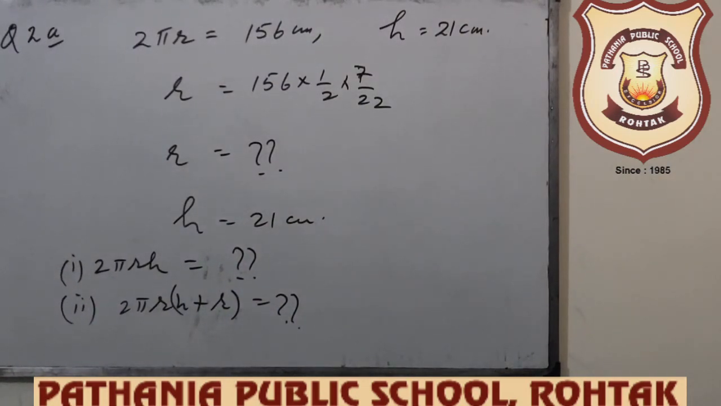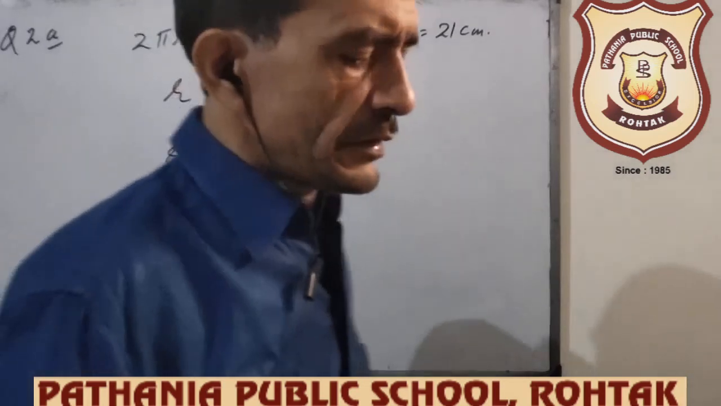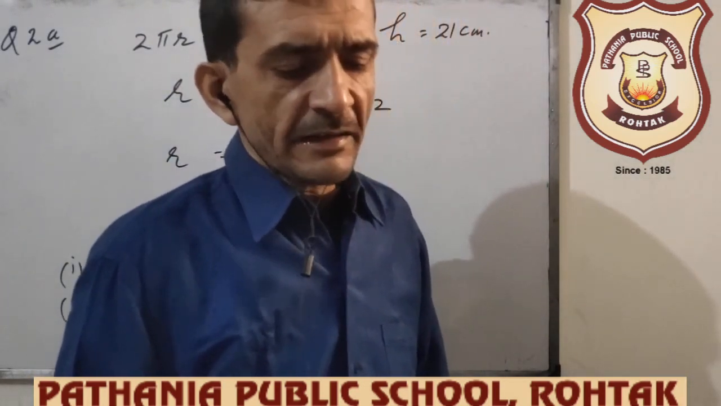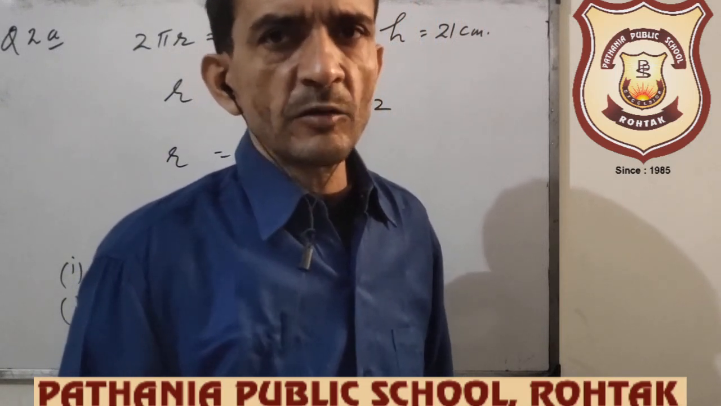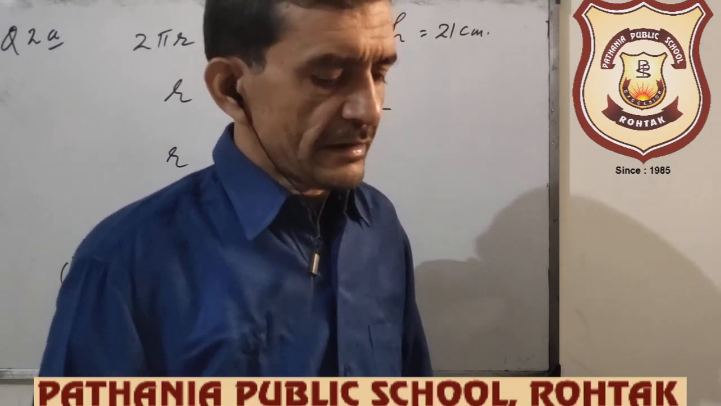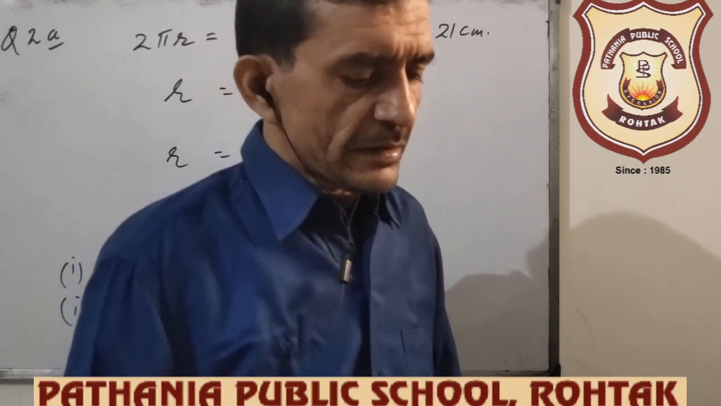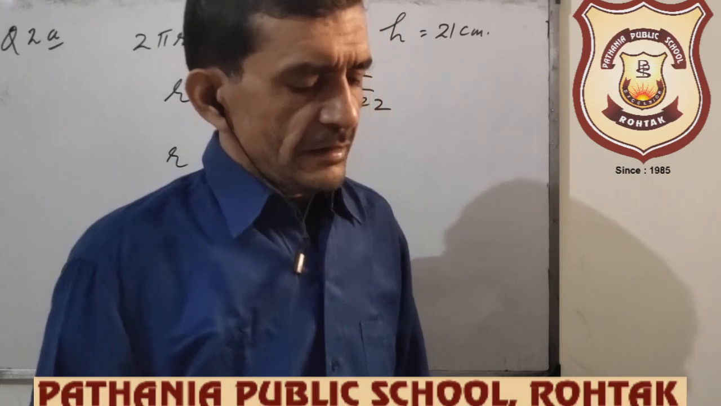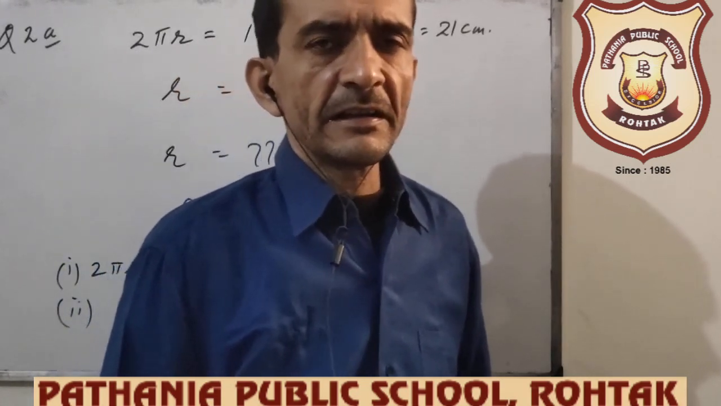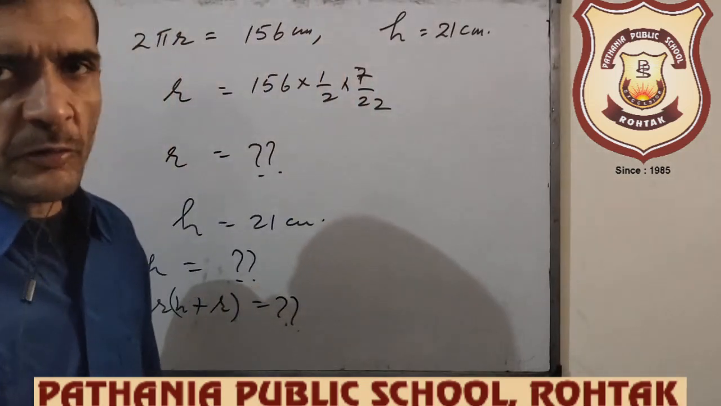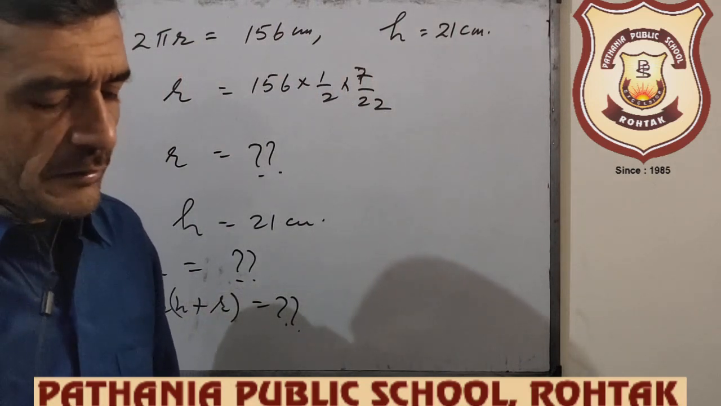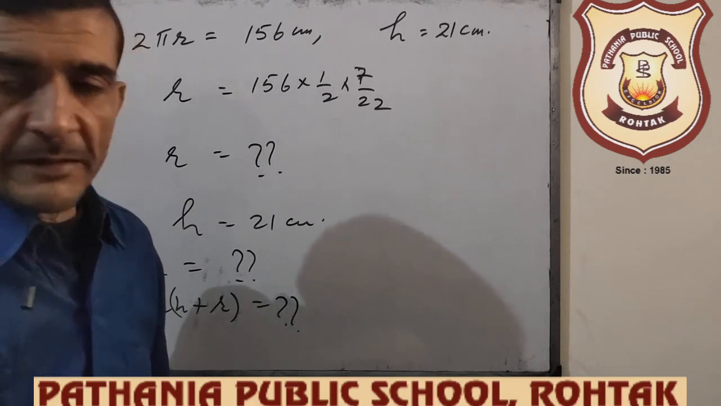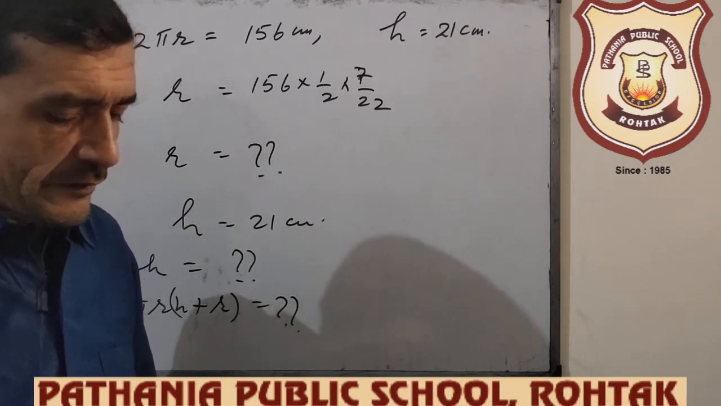So in this way bete you can solve question number 2, A, B, C part, D part also. Radius and heights are given. Find the 2 pi r and 2 pi r into h plus r. Same thing is in question number 3. Length, breadth and height are given. If all the three are equal, then he wants to talk about cube, and if all three are not equal, then in that case cuboid is there. Only total surface area and lateral surface area is required.